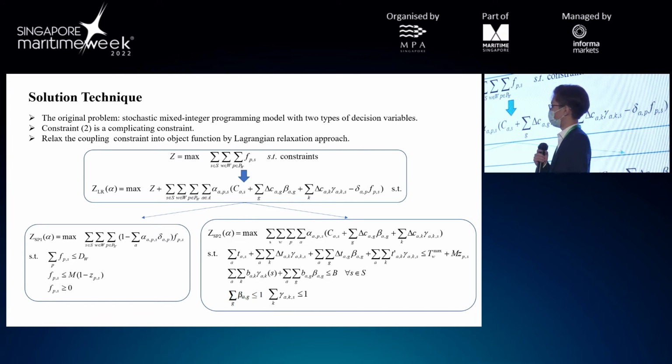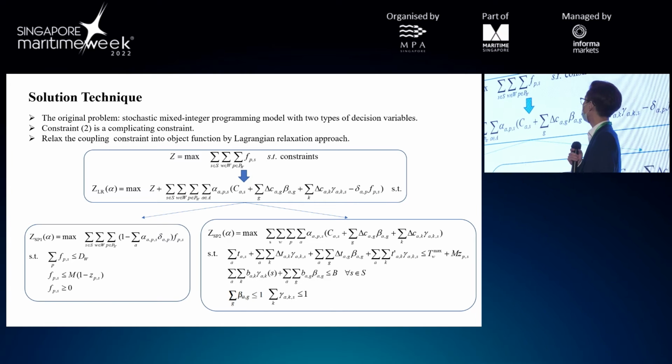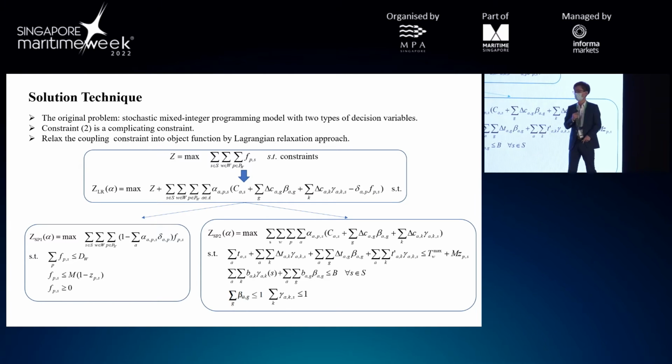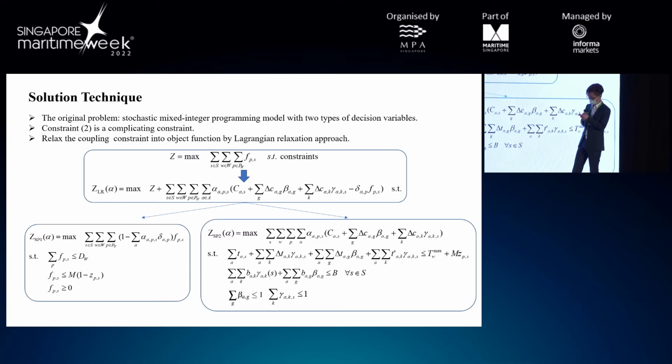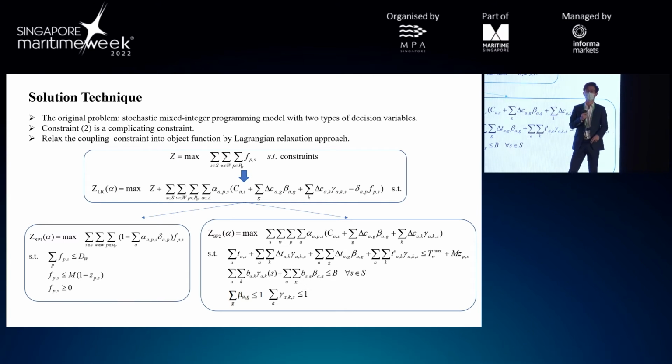The general idea is to relax the coupling constraint, which is a complicated constraint, into the objective function by the Lagrangian relaxation approach, and decompose the original problem into two sub-problems. The first problem can be considered as a minimum cost shortest path problem, while the other one is just a traditional optimization problem with pure binary variables.